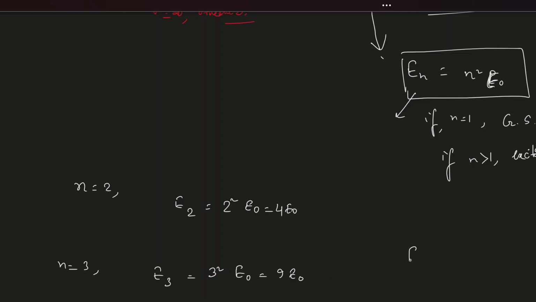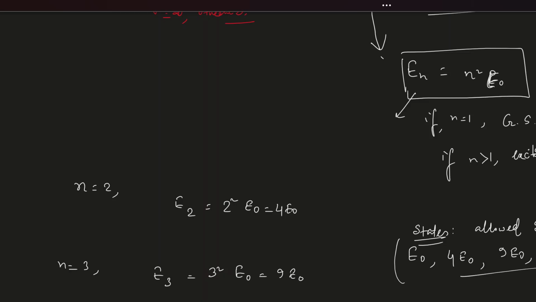And like this you will get the other states as E naught, 4 E naught, 9 E naught, then 4 squared will be 16 E naught, and so on. These are the quantum mechanically allowed energy states the particle can be in, in case of this 1D box problem.